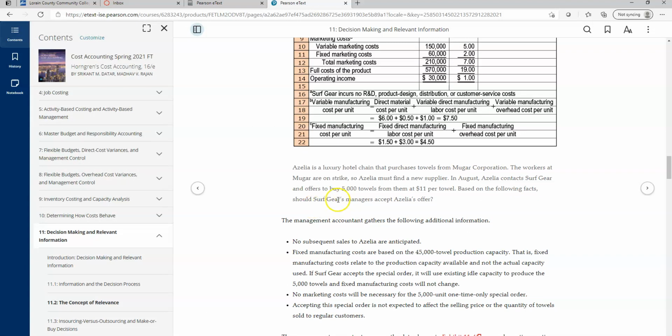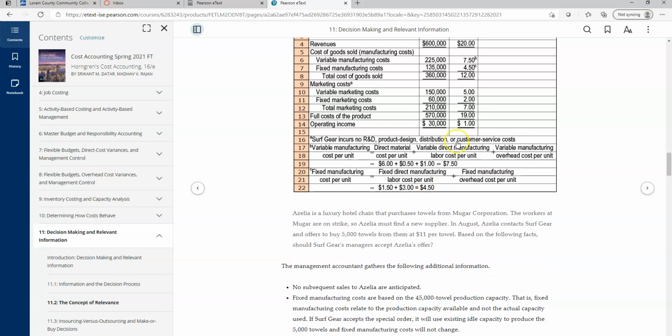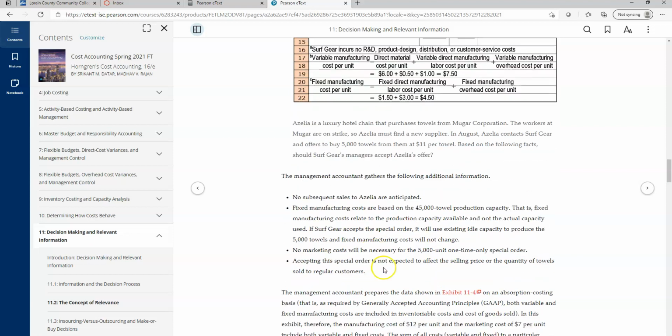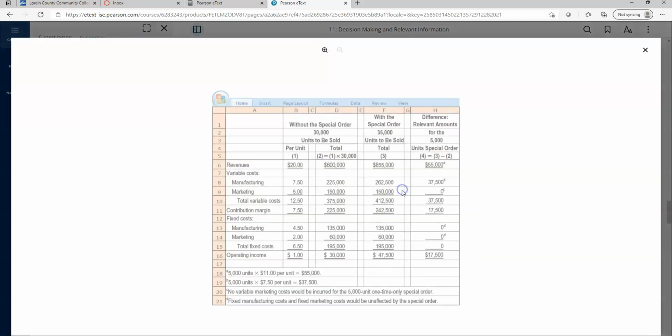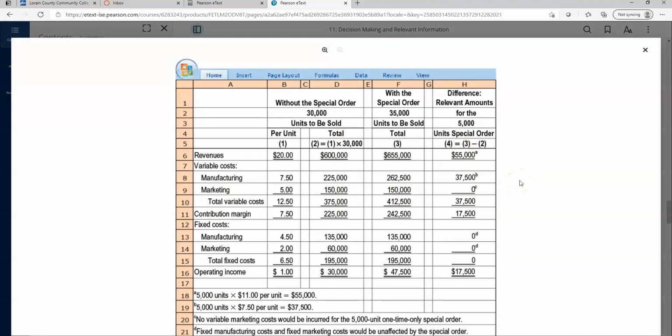Now, Azalea offered to buy 5,000 towels from them at $11 per towel. So, based on choosing what information was relevant, let's take a look at the order and our comparison with and without the special order. If we just take the normal 30,000 units we're going to sell to our regular customers, all costs are relevant because they are the ones supporting the company's operations. So we have operating income of $30,000. Now, what if, in the decision-making process, I do accept the special order?